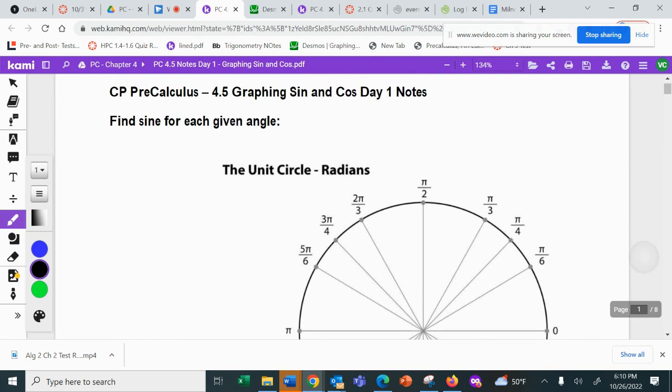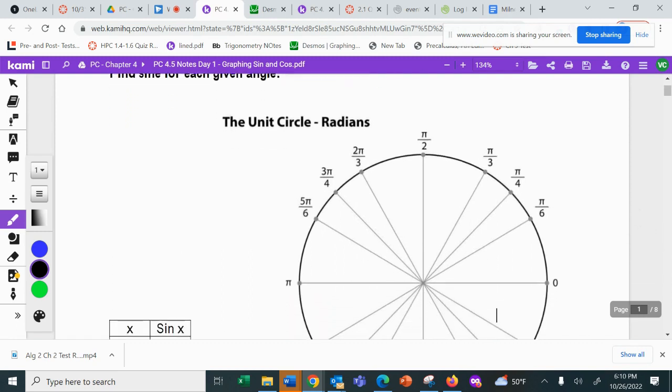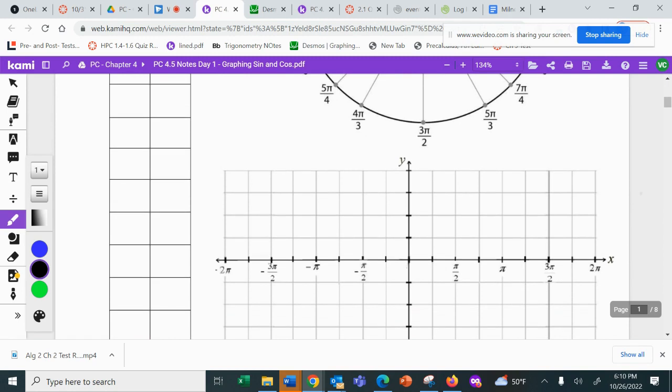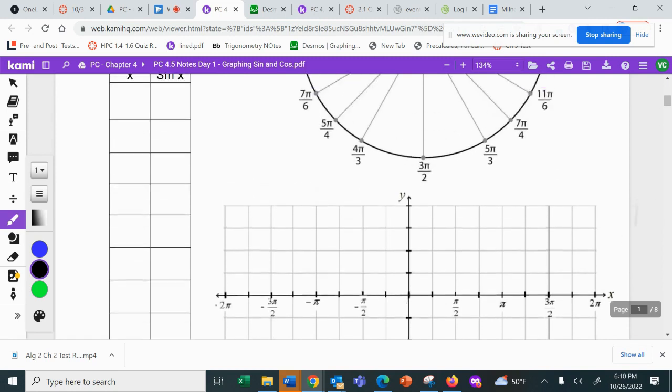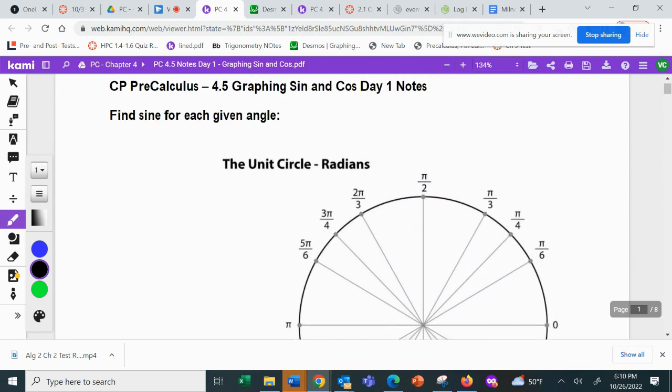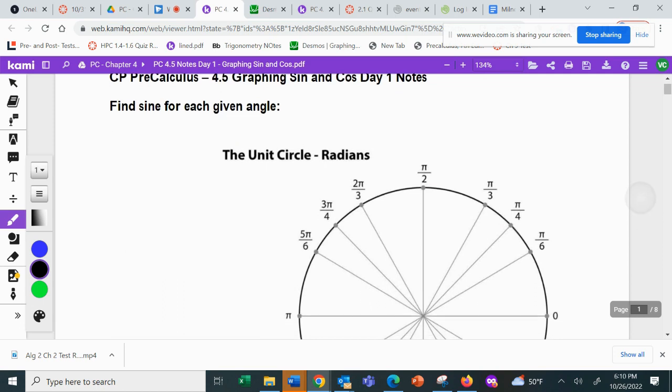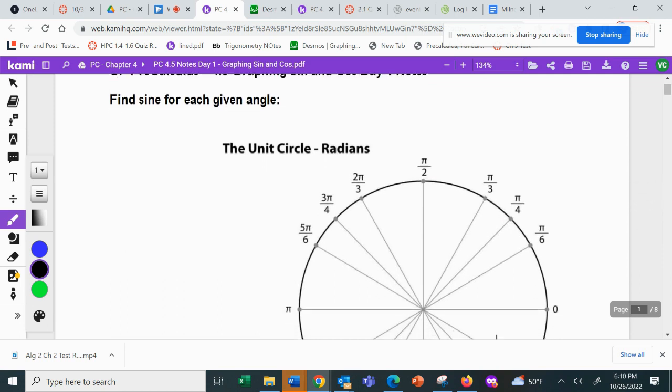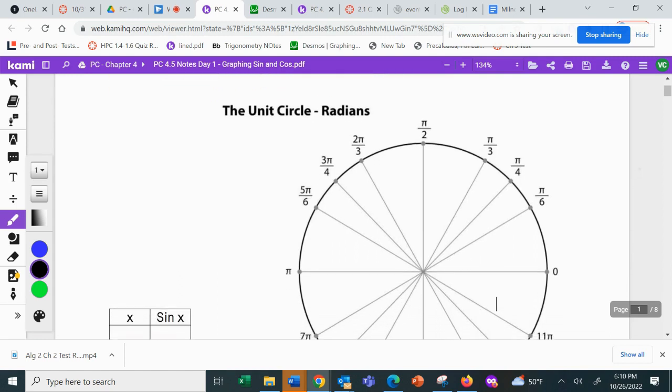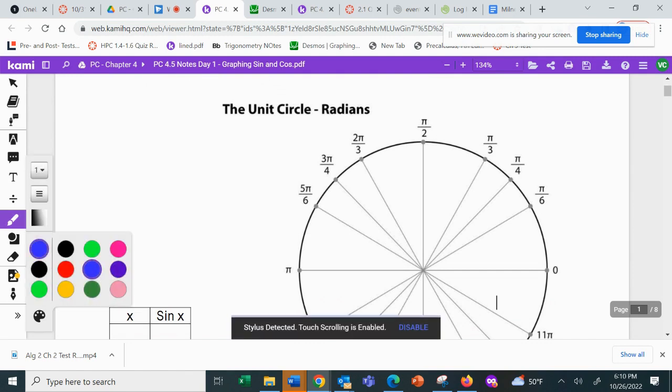So for graphing sine and cosine, we're going to be talking about graphing these on an XY coordinate plane rather than just around a circle. The first thing I'm going to ask you to do is, for sine and cosine, find the sine at each of these given angles. In class, I would have you work on it, but today we're going fast.